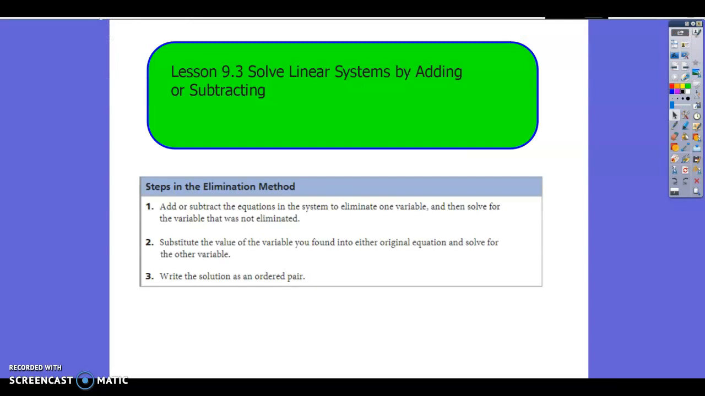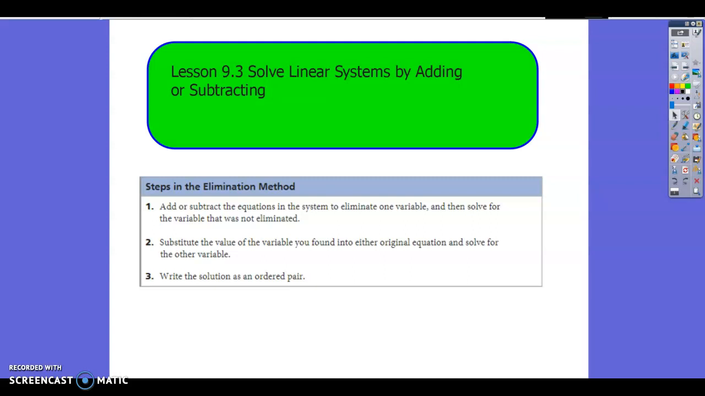All right, guys, 9.3. Let's finish up here with a few examples. First, remember your steps to use elimination. You're going to add or subtract the equations in the system to eliminate one variable, and then solve for the variable that was not eliminated. Substitute the value of the variable you found into either original equation and solve for the other variable, and then write the solution as an ordered pair. Remember, an ordered pair is always x then y.